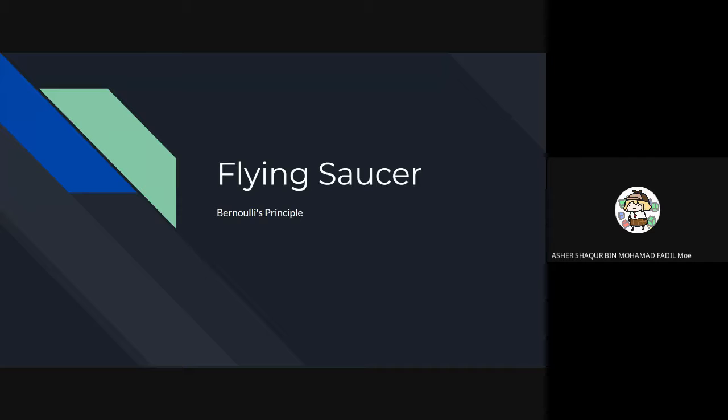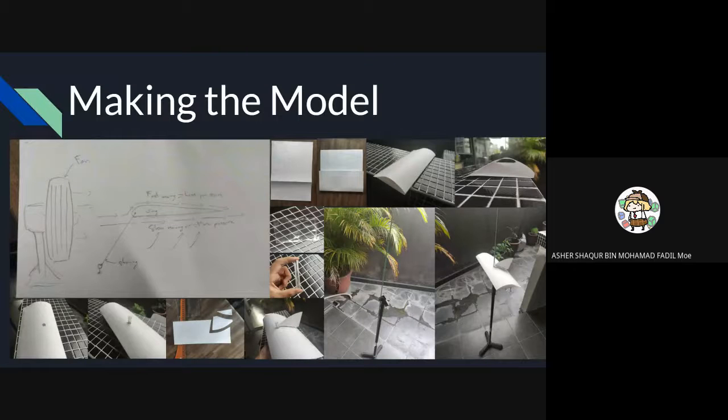Good morning to everyone. What I have made is a flying saucer using Bernoulli's principle. We'll first start off with making the model. The first picture on the top left is the first concept that I was trying to use, but we didn't use that in the end. It was quite easy to make. Just use a piece of paper. You just need one piece of A4 paper, which is quite enough.